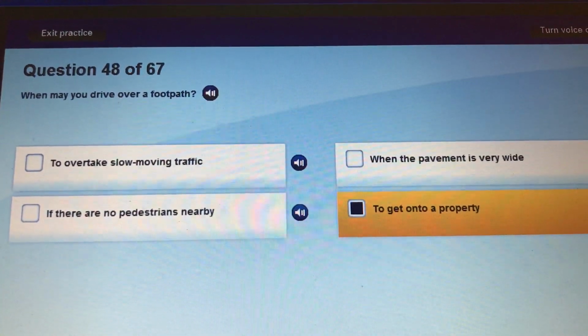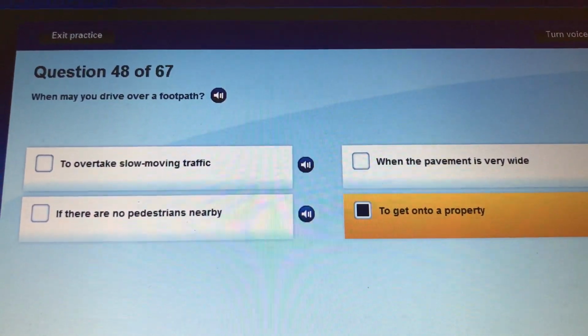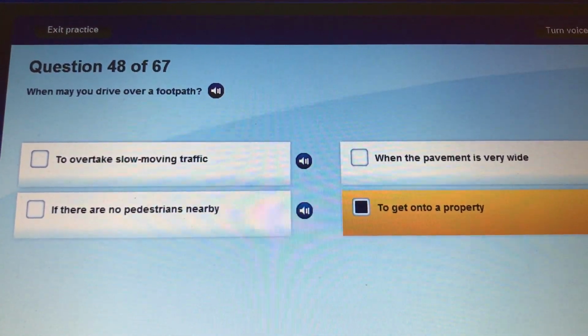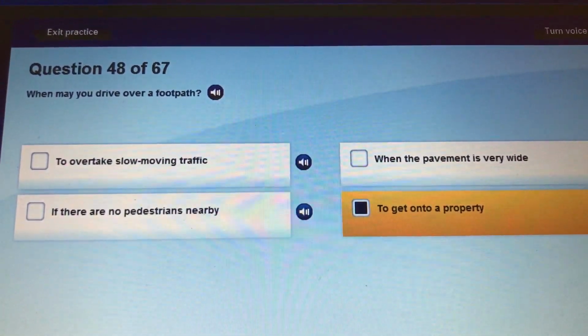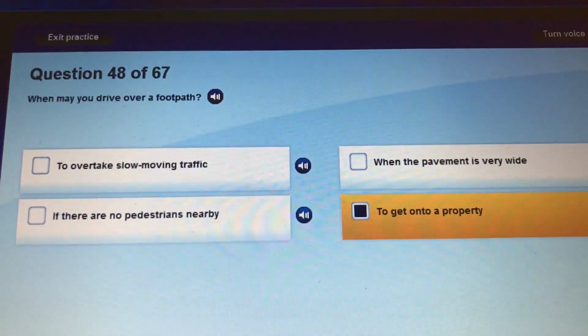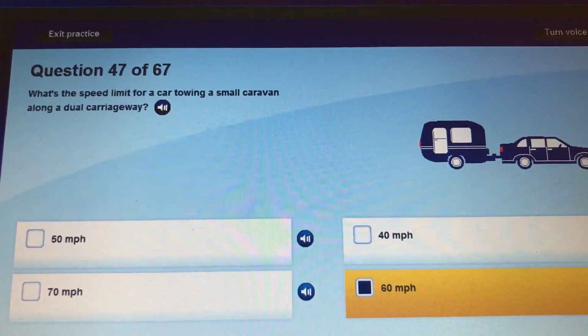When may you drive over a footpath? When you have to get onto a property, then you have no choice but to drive over a footpath.